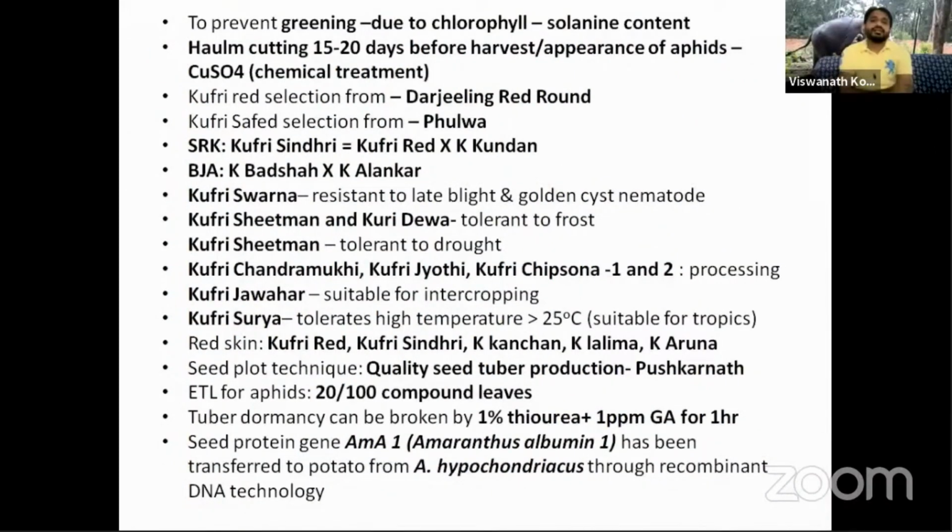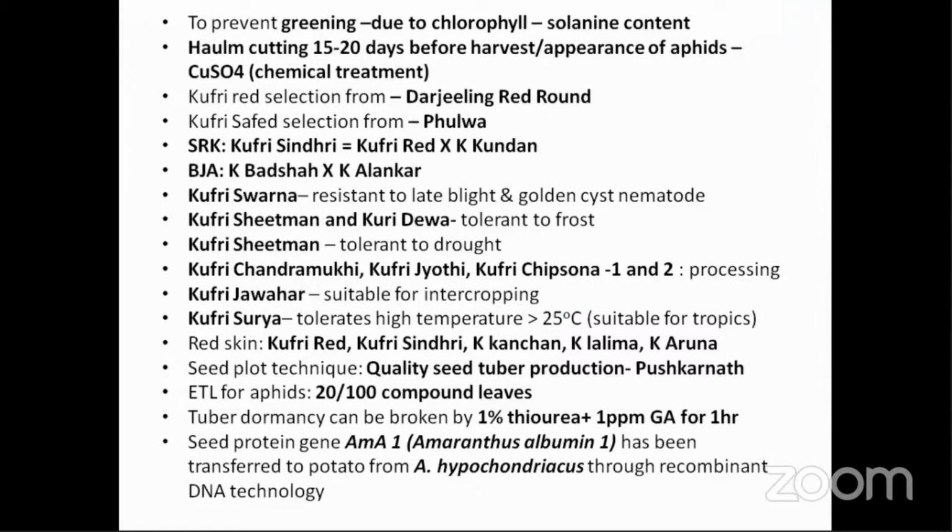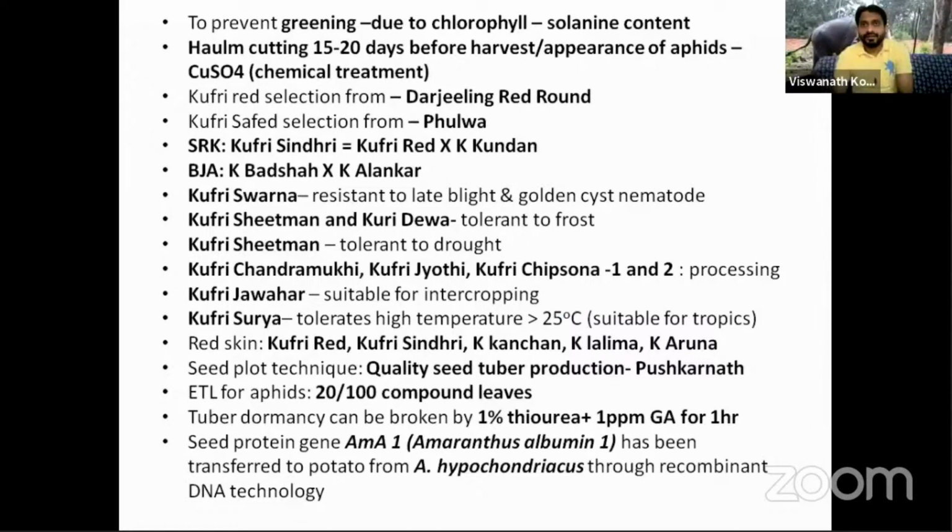So to prevent greening, hulm cutting is also a very important operation in the intercultural operations in potato. 15 to 20 days before harvest, we have to cut the hulms. Hulms means the above ground growing portions, the leaves and the shoots. We have to cut them 15 to 20 days before harvest. Generally, why we recommend hulm cutting before harvesting is that potato is generally grown in winter season in North India, planted in October and November, and the harvesting will be in January and February. So by the end of February, when the temperatures rise, the aphid population will increase.